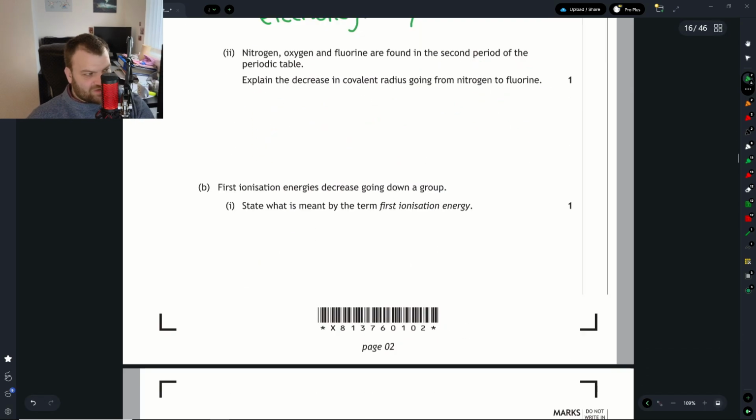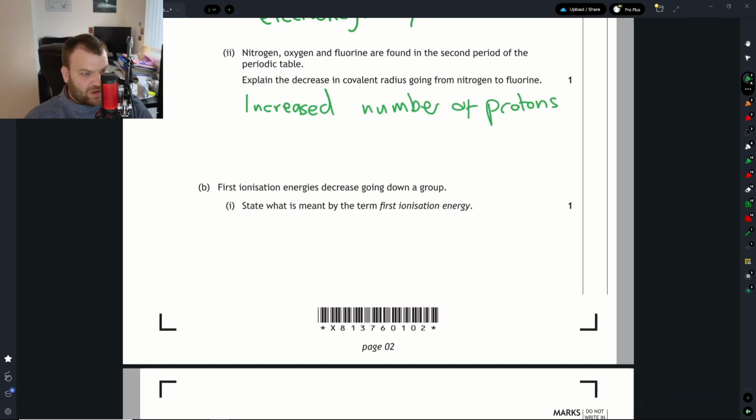In this question, we're asked to talk about this change in the size going across a period from nitrogen to fluorine. If you're going across a period, you want to talk about the number of protons. There is an increase in the number of protons. That will pull everything closer and reduce the covalent radius. That's my preferred answer. Along a period, the number of protons increases. You could also talk about there being an increased nuclear charge as a result of more protons.